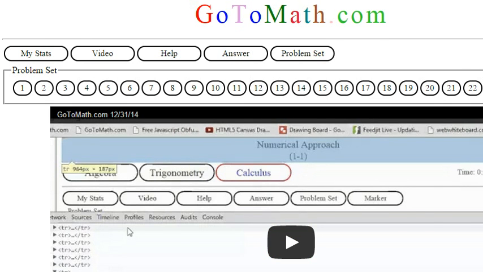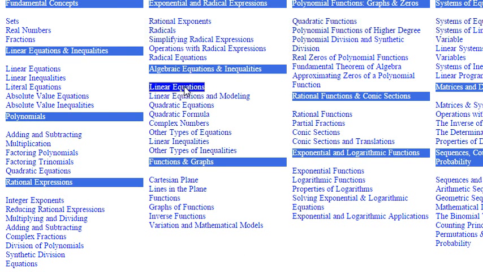We're at gotomath.com. Click on the algebra. Let's go down to linear equations. Linear equations. We're looking at 9.1. Is that a good one? Okay, so we want to solve for x in this problem. This is your quiz. It's quiz time.